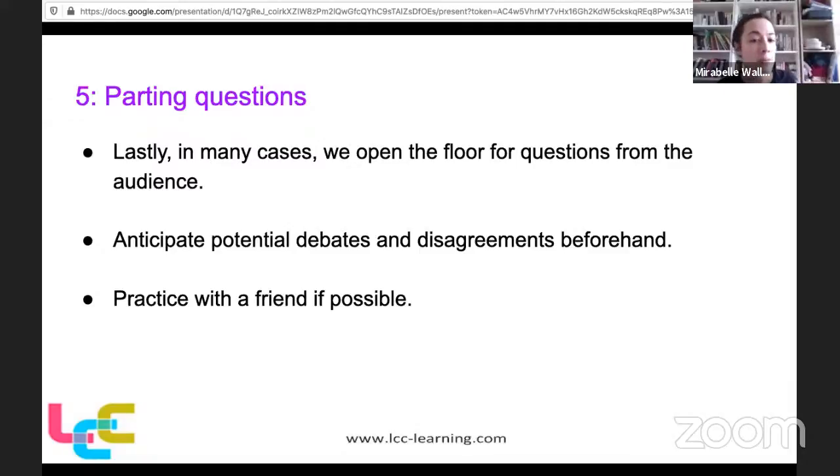So you need to anticipate potential debates and disagreements that people might have before you give the speech. That's so important because it'd be such a shame if you gave a brilliant speech and delivered it perfectly, got the audience really excited, someone asks you a question, and you just completely freeze because you haven't thought about the answer. It would be a real shame to end your speech in that way.